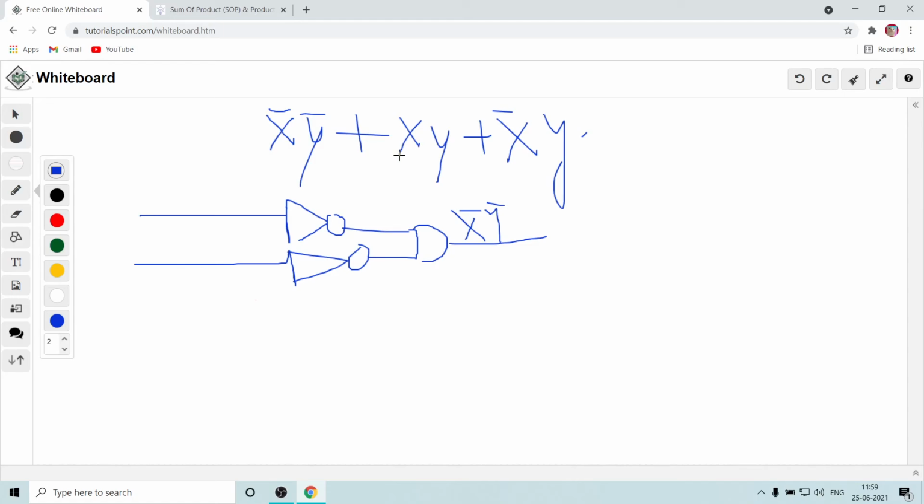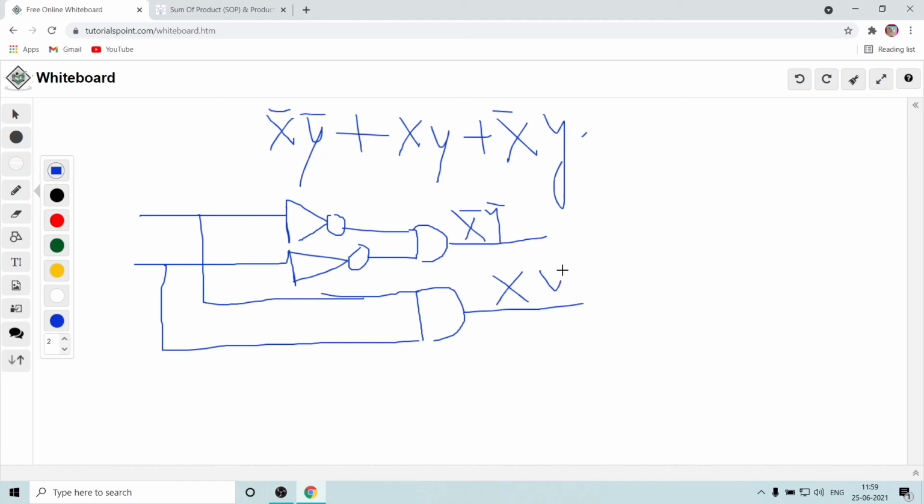The next term is x y. I just connected from here only, I'm not going to write it down again. So x, y, again they are connected with an AND gate. This gives me the expression of x y. Then x bar y. So here is the position of x, then here is the position of x bar, so I'll connect the circuit from this side.